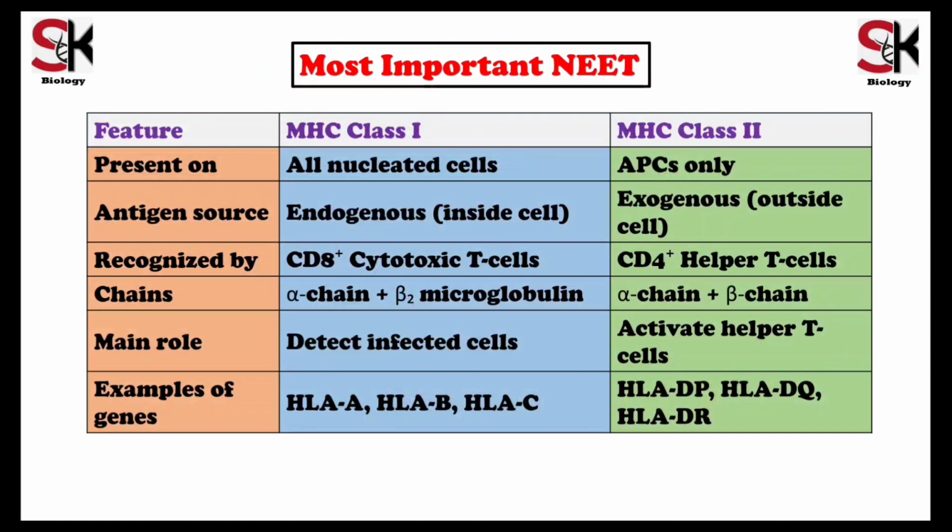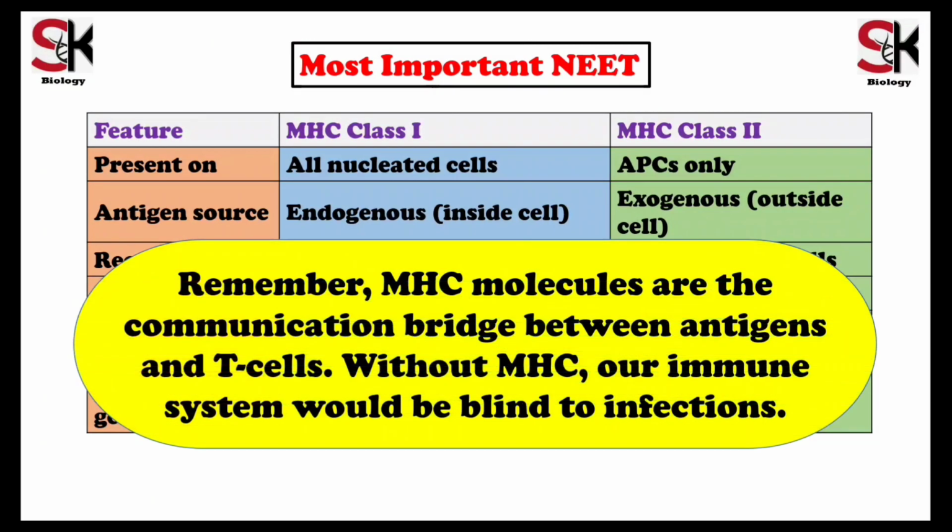This single table can answer multiple NEET questions, where I have represented MHC1 and MHC2 class of molecules and their distinguishing features. Remember that MHC molecules are the communication bridge between antigens and T cells. Without MHC, our immune system would be blind to infections.